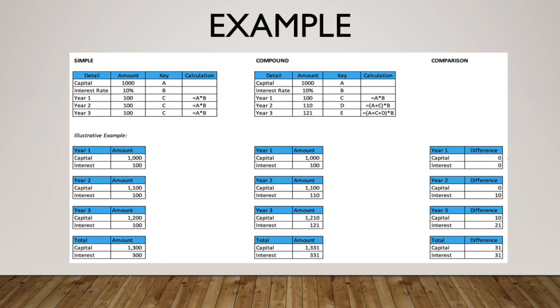Looking at the illustrative example for compound interest, you'll notice each year the interest amount increases together with the capital amount. And in the far right, if we just look at a comparison, you'll notice in year 1 there's no difference, but from year 2 is where the change actually comes in for interest in year 2, 3, and in total. And this is because interest compounds every year.